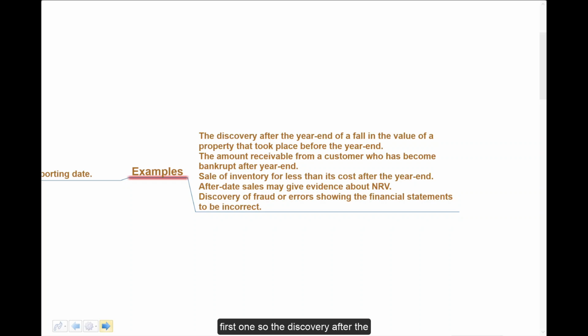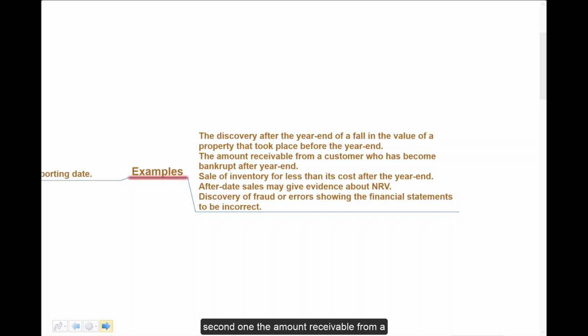First one: the discovery after the year end of a fall in value of a property that took place before the year end. I read that as definitely an event. It's definitely something significant, or that appears to be material. The fall in value of a property: we're not talking about a few pounds, I would suggest. But it took place before the year end. In other words, this situation is linked to a condition that existed as at the balance sheet date. That must be adjusting in some way.